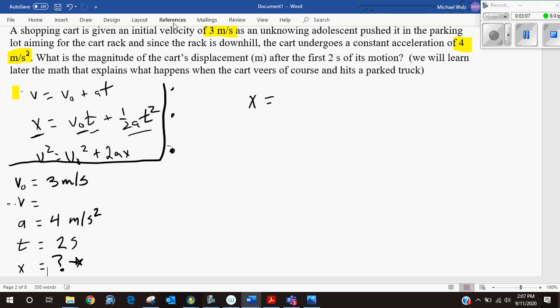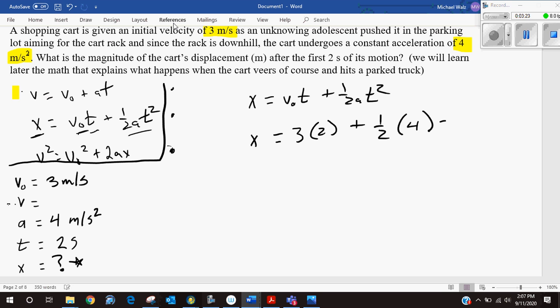Okay, so x equals v sub naught t plus 1/2 at squared. So our displacement is equal to 3 times 2 plus 1/2 times 4 times 2 squared. That part squared. x then equals 6 plus 8, unless I did the math wrong. So displacement is 14 meters, and it's positive.